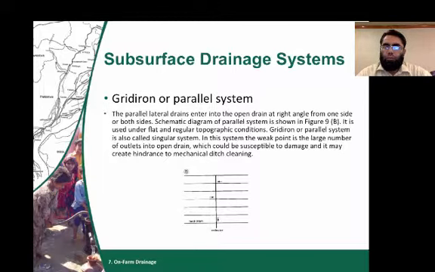The disadvantage of this system is that it requires a large number of outlets into open drain, as there is no collector drain involved, and which creates some problem because these outlets, they are susceptible to damage and they may create hindrance to the mechanical ditch cleaning.